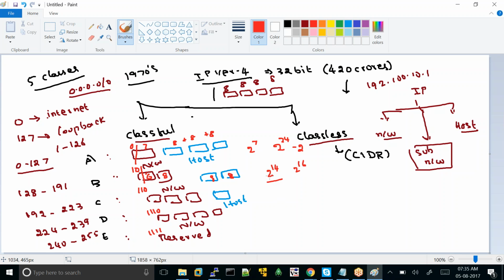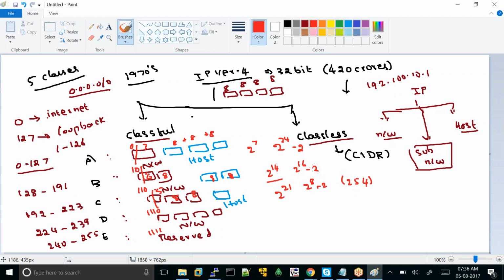And if it is class C, you leave the first 3 bits. We are left with 5 plus 8 plus 8, so we have 2 to the power of 21 class C networks and 2 to the power of 8 minus 2 hosts. That is what Sadiq represented: 254 hosts in this network.